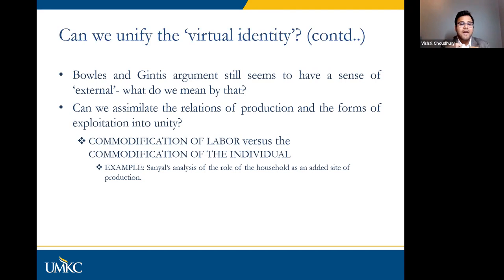But when you think about it in terms of commodification of an individual, you can think of it in terms of how it is done within the political and cultural sites. For example, the best example that I can think about is Sanyal's emphasis on the role of the household as an added site of production. He says you have the urban household production system in India, where the objective conditions of labor have been separated from the subjective conditions of labor, meaning the means of production. They have been removed from the means of production, but they're still not paid in waged labor. So they are outside the capitalist system.